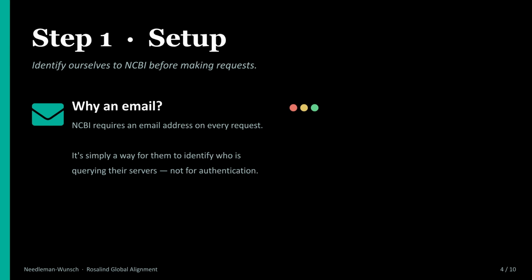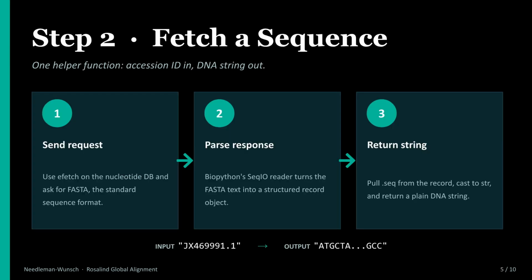Next, we define a function whose job is to fetch a sequence given its accession ID. Inside this function, we send a request to NCBI's nucleotide database and ask for the result in FASTA format. FASTA is a standard format for representing sequences. Once we get the response, we read it using Biopython's sequence reader.